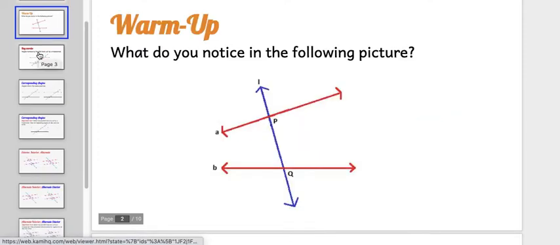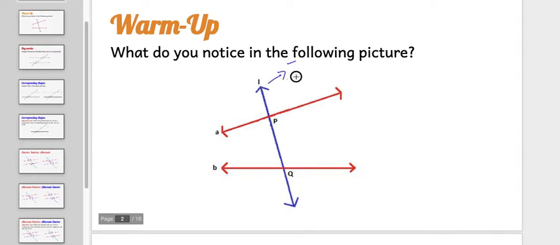Before we start the lesson, let's quickly have a warm-up. In front of you, you see a picture here. You can pause the video and think about what are the things you notice in this picture. So as you can see, we have 2 lines, and also these 2 lines are cut through by another line here. So in this case, when you see a line cutting through 2 lines, we have a name for this line, which is called a transversal.